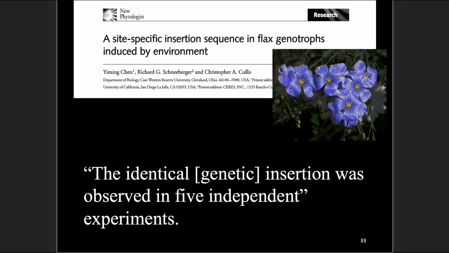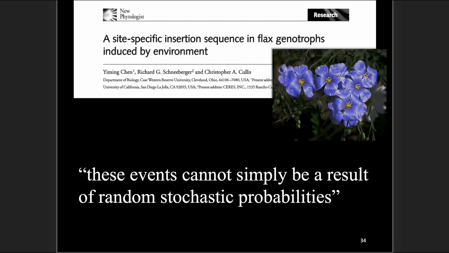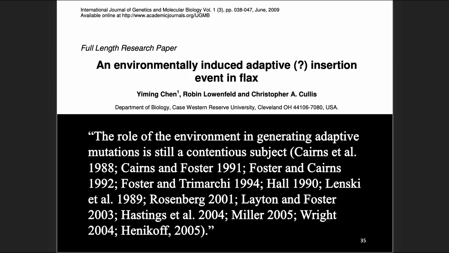Very powerful finding when you find the same genetic change, the same mutation occurring in independent experiments. "These events cannot simply be a result of random stochastic probabilities." Here's another paper that also is looking at flax, and they note in this paper, the role of the environment in generating adaptive mutations is still a contentious subject. So, yes, very contentious, and that's why the context was so important to understand how important this prediction is for evolutionists.